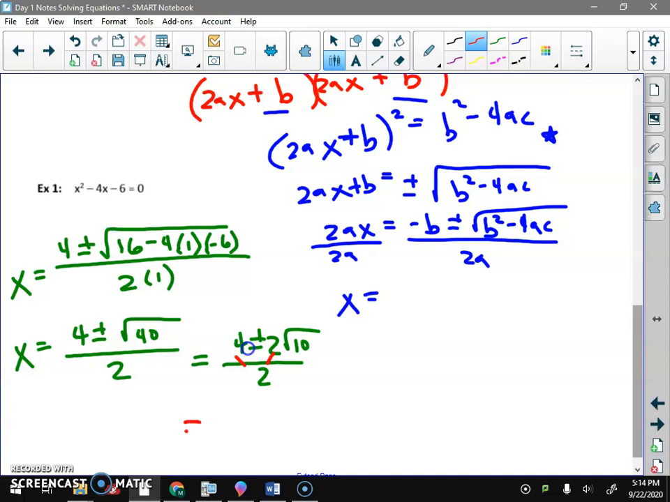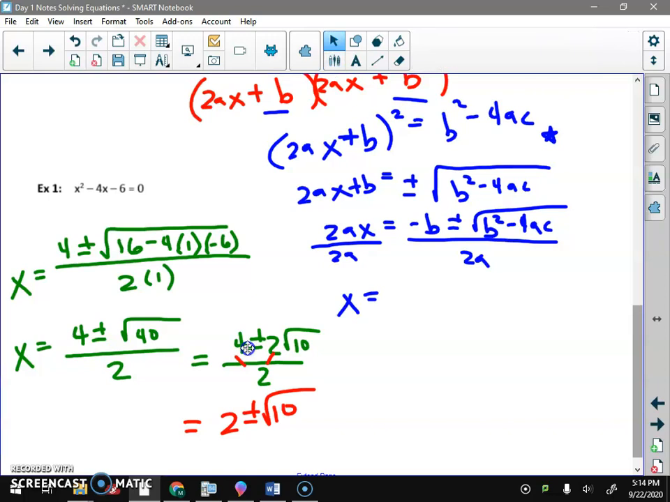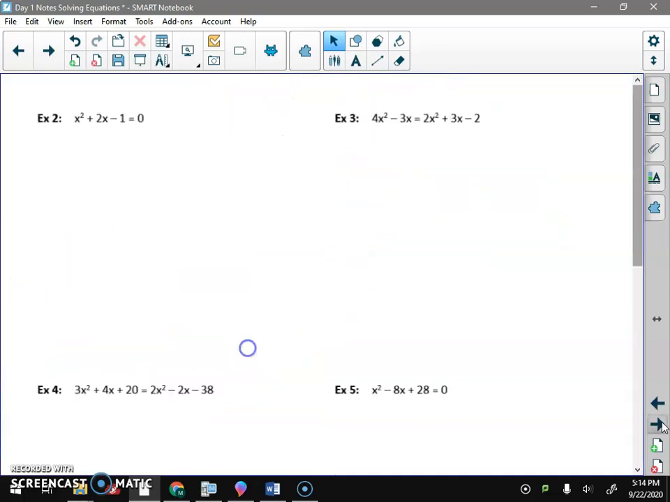The answer is 4 divided by 2 is 2, plus or minus 2 divided by 2 is 1 radical 10. 2 plus radical 10, 2 minus radical 10. Those are your irrational. They're real, but they're irrational roots. Radical 10 is about 3.1. 2 plus 3.1, 2 minus 3.1. Got it. All right, now that we have that tool, we can use it.